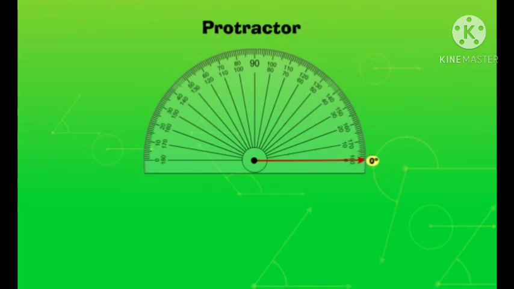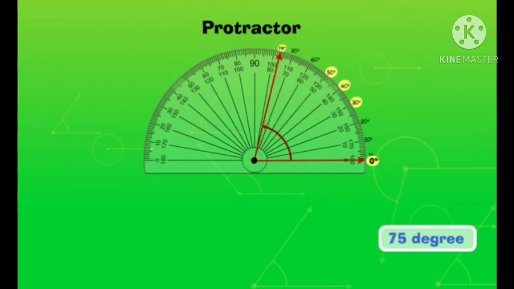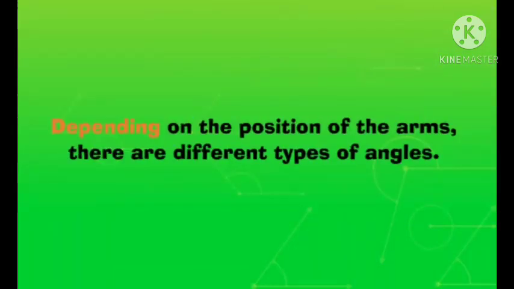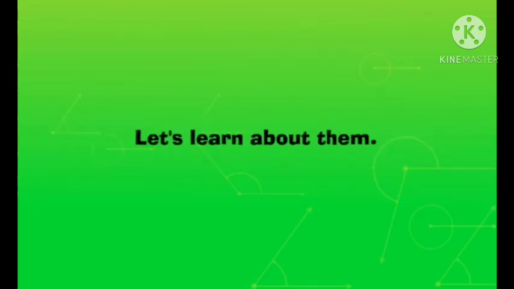As you can see, the arms of the angle can take any position. Say 30 degree, 40 degree, 50 degree, 75 degree, 190 degree, 245 degree. Depending on the position of the arms, there are different types of angles. Let's learn about them.